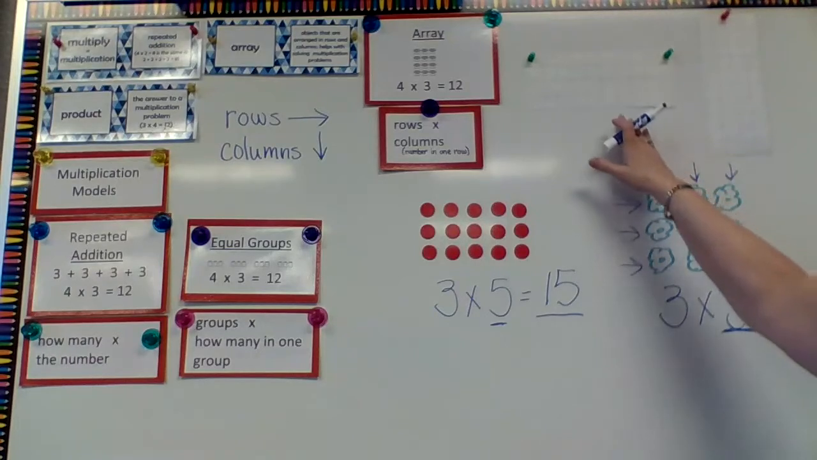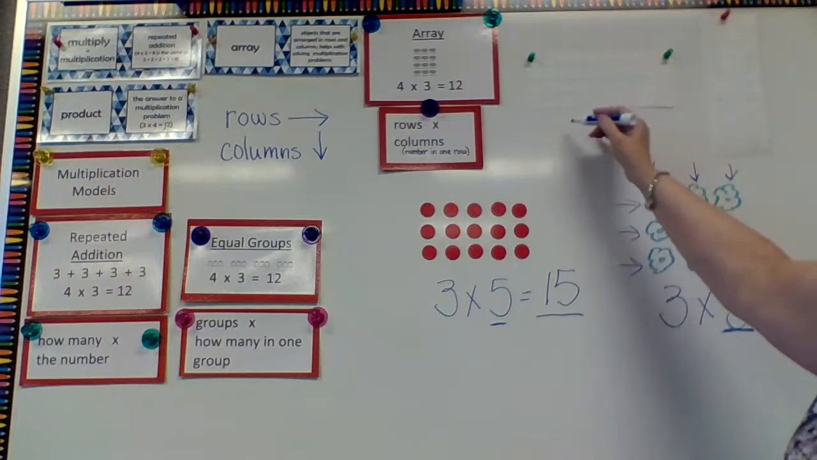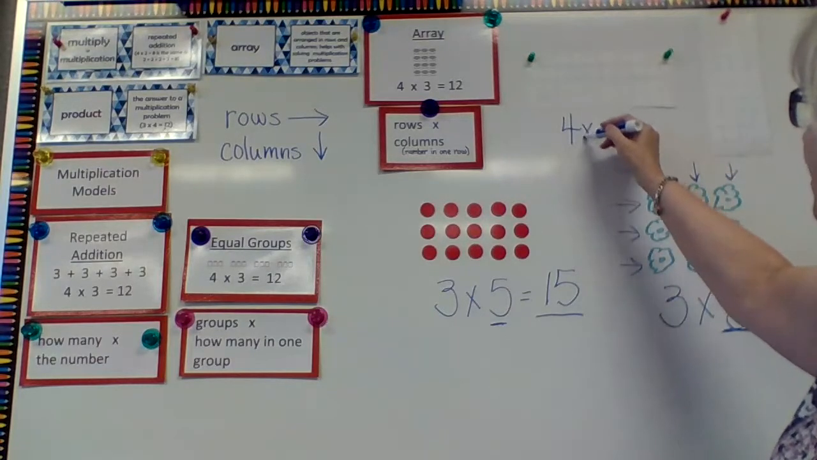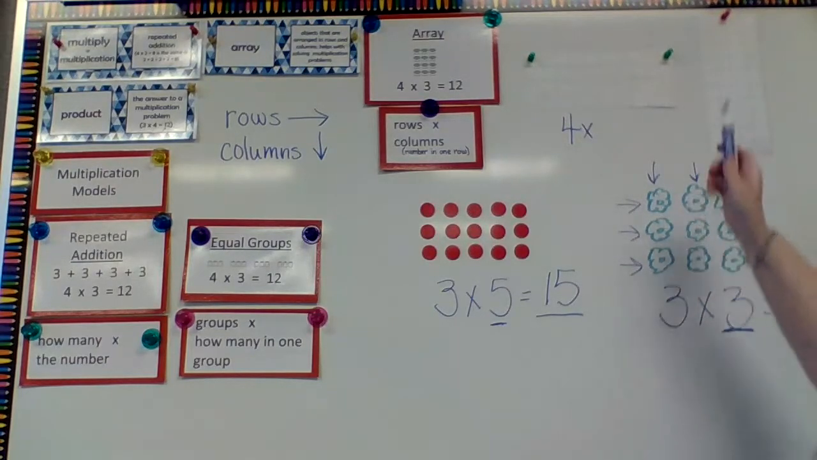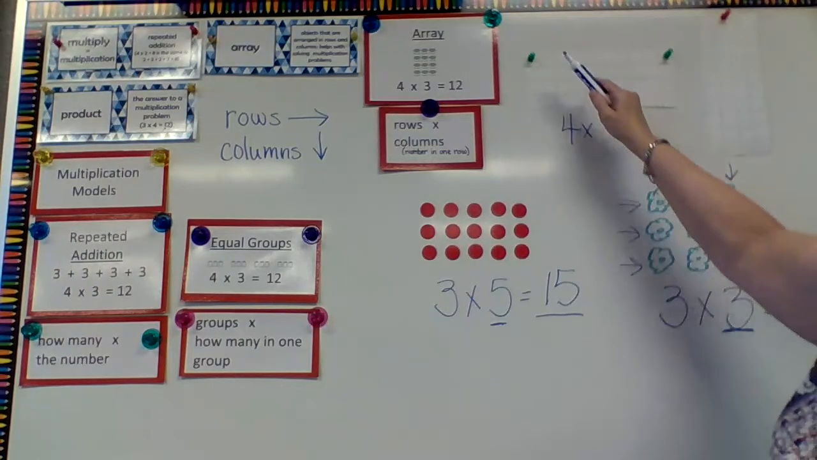Now this one may be a little harder for you to see, but the rows going across, there are 4 rows times how many columns, or we can think about it, how many in one row, in the top row?